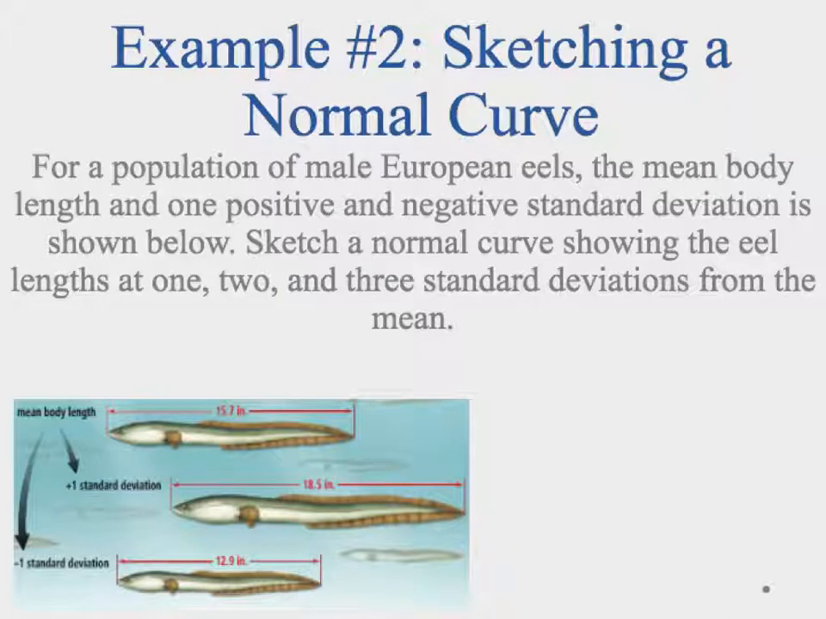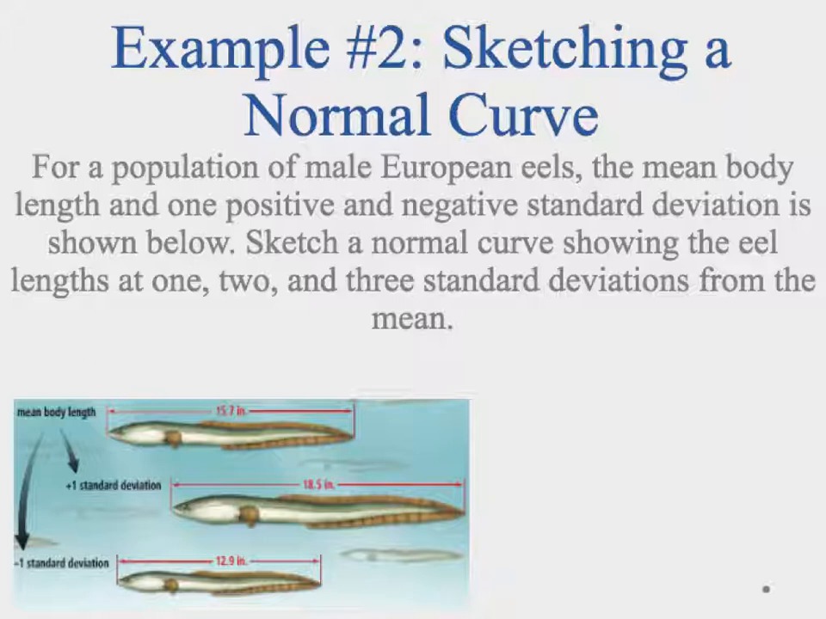All right, so in example 2, it says for a population of male European eels, the mean body length and one positive and negative standard deviation is shown below. Sketch a normal curve showing the eel length at 1, 2, and 3 standard deviations from the mean. All right, so honestly, this isn't very difficult at all. All we're doing is putting this information on a bell curve.